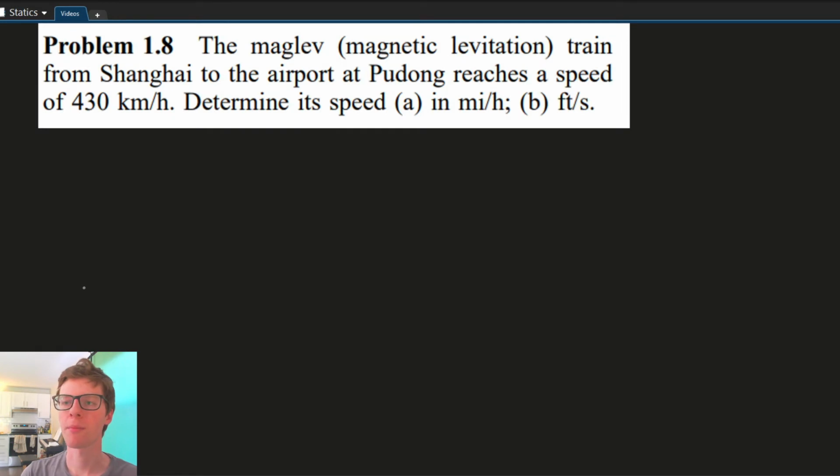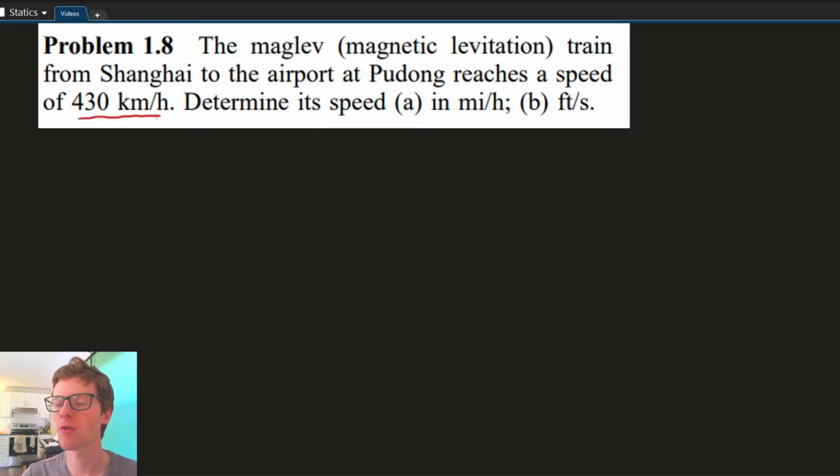All right, here's our second problem. Again, read out loud and underline what's important. The maglev, magnetic levitation train, from Shanghai to the airport at Pudong reaches a speed of 430 kilometers per hour. Man, I wish we had trains that fast in the US. Determine its speed in miles per hour and feet per second.